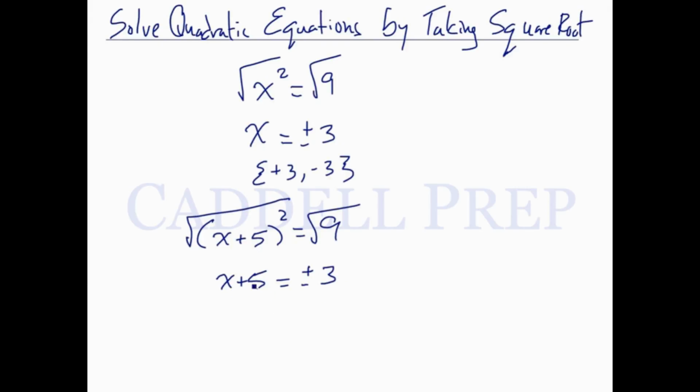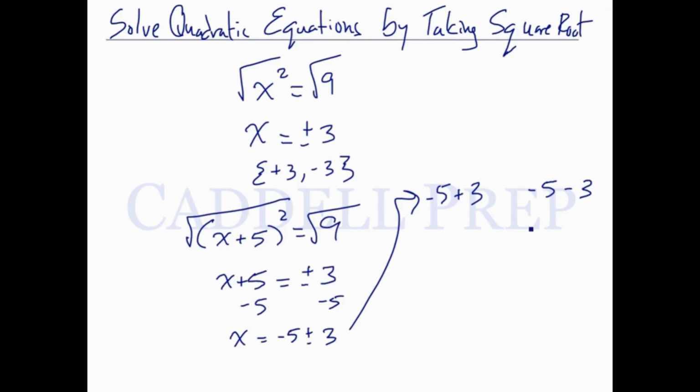But we didn't solve for x yet. We have to get x by itself, so we have to subtract 5 from both sides. So now we have x is, I'm just going to write the order as negative 5 plus or minus 3. So we have two answers, negative 5 plus 3 and negative 5 minus 3. So let's evaluate them both. Negative 5 plus 3 is negative 2. Negative 5 minus 3 is negative 8.